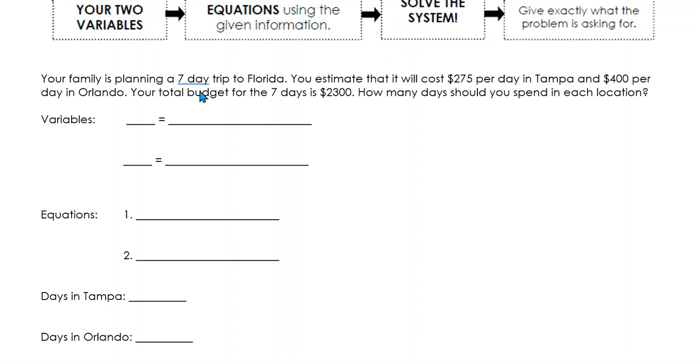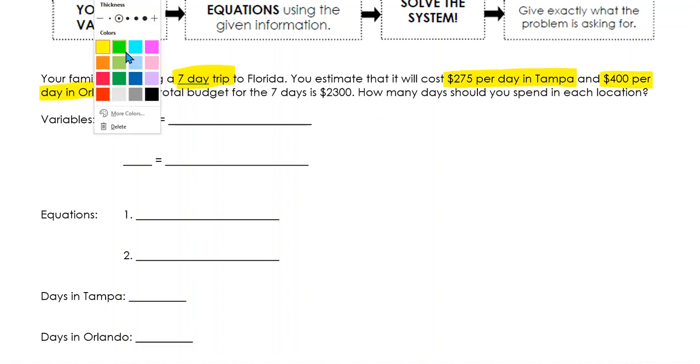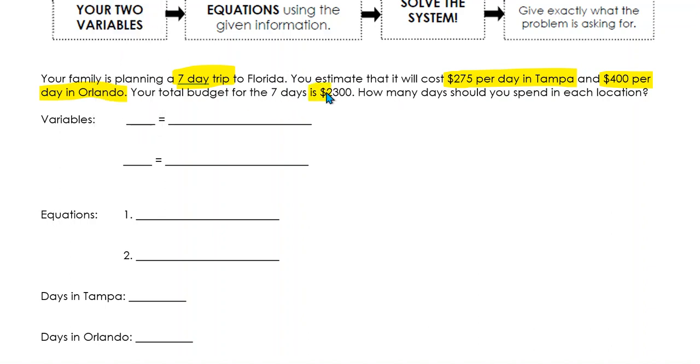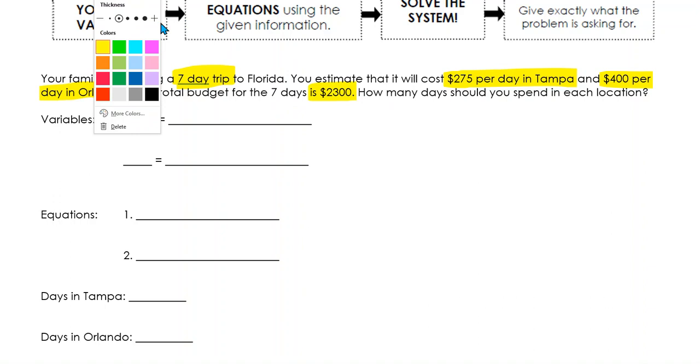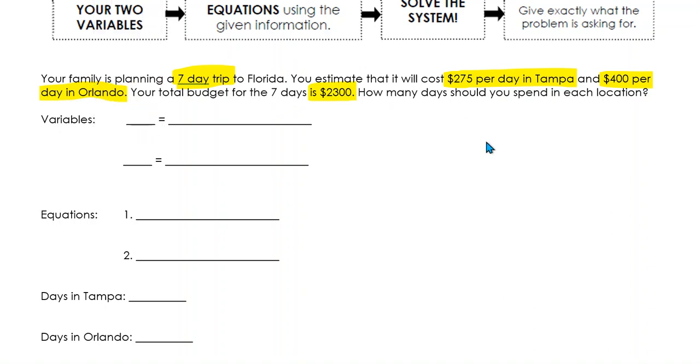So if we look at the important information here, we're going to take a 7-day trip, and based on our estimates, it's going to be $275 a day in Tampa and $400 a day in Orlando. Also, the total budget is $2,300, so we can't spend any more than $2,300. And our goal here is actually going to be to use that full budget. And we want to know how many days should we spend in each location.